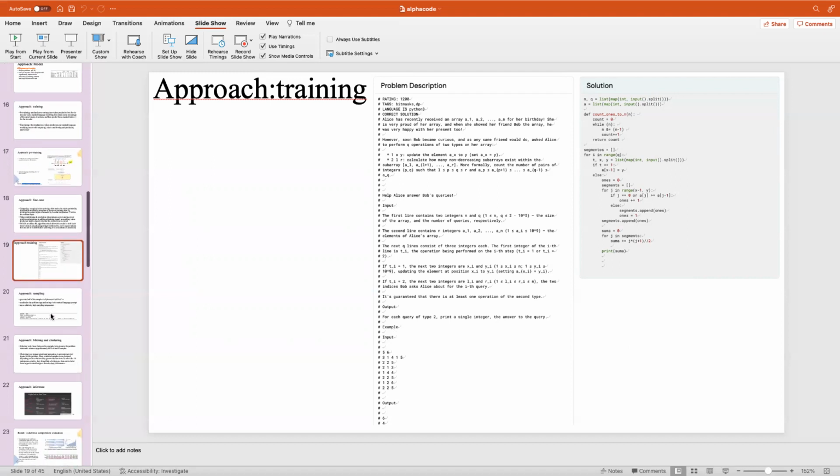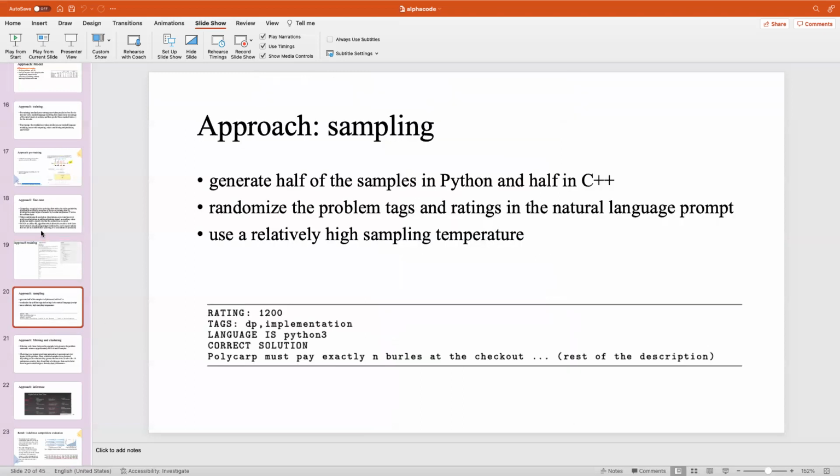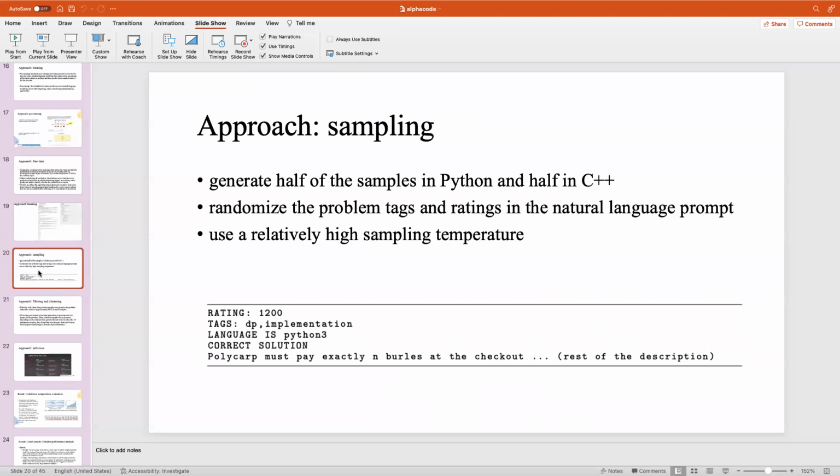Sure. Feel free to stop me anytime when you have any questions. So we have talked about the training phase of AlphaCode. We'll next go to the inference, which is also the test phase of the AlphaCode model. As I said, the first step is sampling.